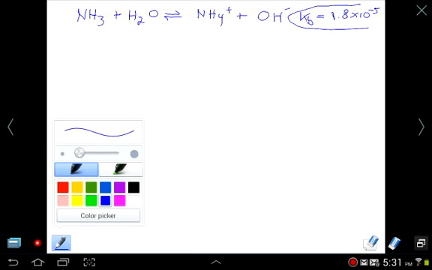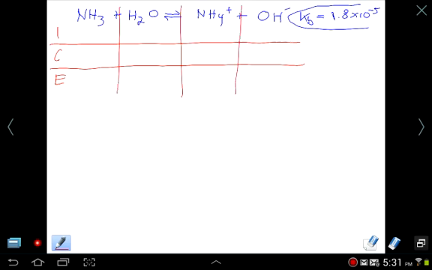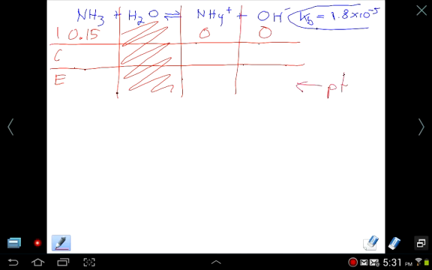So the icebox is set up. As we did previously, water is a liquid, so water will actually not go into the equilibrium expression. We can ignore it. We begin with a concentration of NH3, and that was given to us as 0.15 molar. We'll assume that these are zeros, and we don't have the equilibrium concentrations. In fact, we have to find the pH. So pH will come from here indirectly. In fact, the pH will come from pOH. Since this is a base, we'll first get the pOH, and then from pOH we'll be able to get the pH, is the idea.